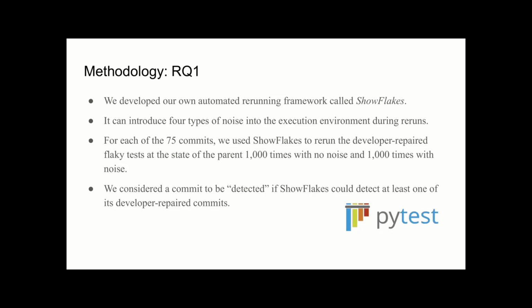In each case, it counts a commit as detected and a true positive if it can detect at least one of the flaky tests repaired in the commit, and a false negative if it cannot. Recall is then the number of true positives over the total number of commits. Because our baseline contains only positive examples, we cannot calculate true negatives, false positives, or precision.